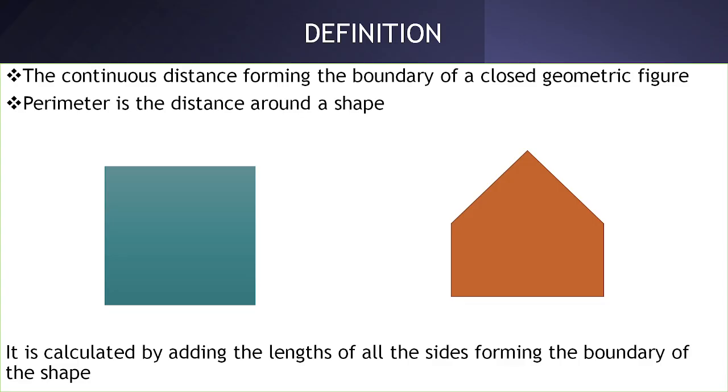Now, let's start with the definition of perimeter. We can define perimeter as the continuous distance forming the boundary of a closed geometric figure. Or simply put, we can define perimeter as the distance around a shape. It is calculated by adding the lengths of all the sides forming the boundary of the shape.